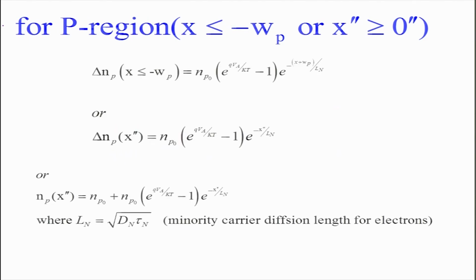A similar expression you get for electrons. Again you need to first plug in the value of delta Np in terms of exponential qVa by kT in the diffusion equation, the continuity equation, and then you apply the boundary condition, just like we applied in the case of holes. After applying the boundary condition you get this expression: delta Np(x double prime) is equal to Np naught into exponential of qVa by kT minus 1, into exponential of minus x double prime divided by Ln. So they are similar equations, it is just that you replace n by p and p by n, and the positions are different.